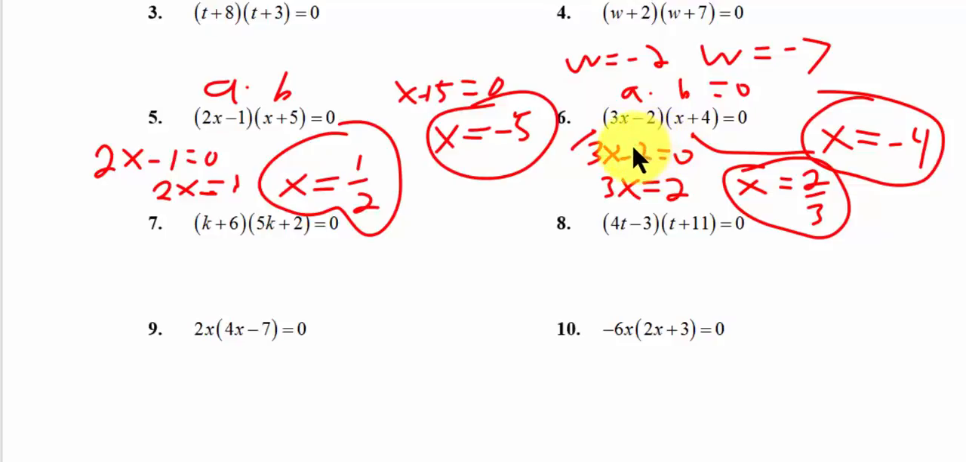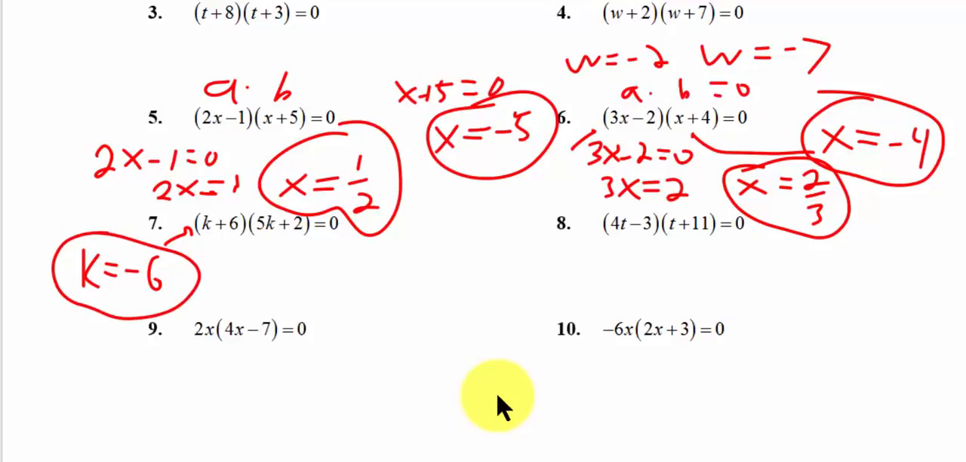If I put a -4 in for x, again, we get 0 here for the B term, which makes everything 0. Okay, so let's skip around. Let's go to problem 7, and then maybe we'll do problem 9 and 10. Okay, so problem 7, again, the first piece is easy to see. K equals -6. If I put in -6 for K, the first term is going to be 0. So that's one solution.